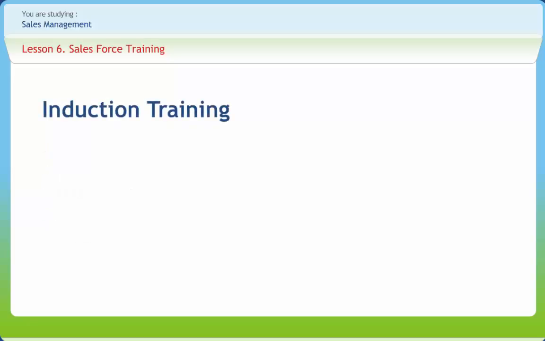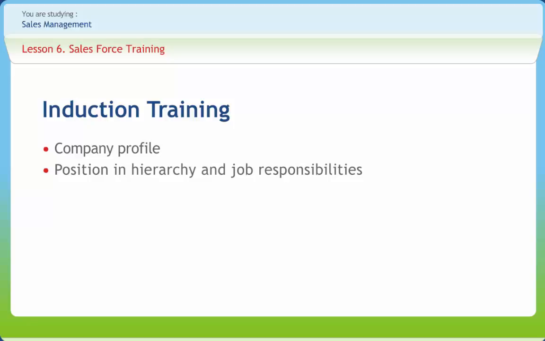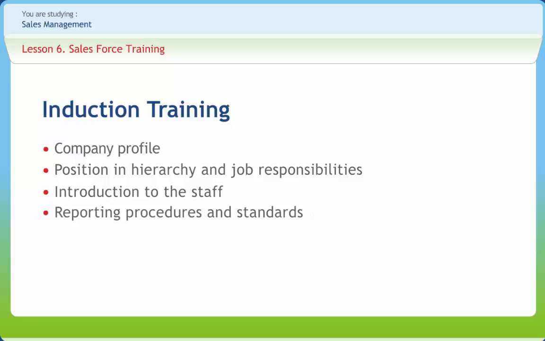Induction training is given to a person who is joining the company from outside. It consists of 1. Company profile. 2. Position in hierarchy and job responsibilities. 3. Introduction to administrative staff and accounts staff. 4. Reporting procedures and standards of reporting.